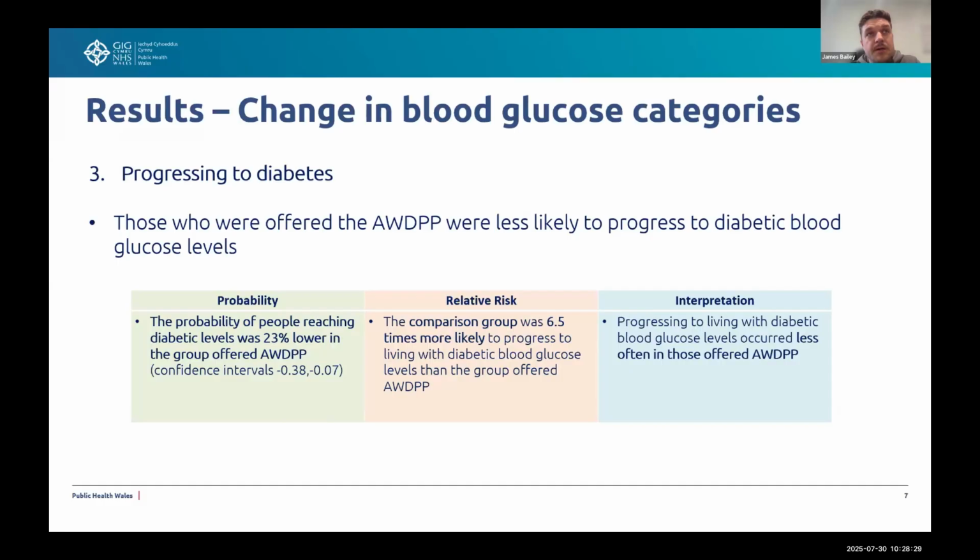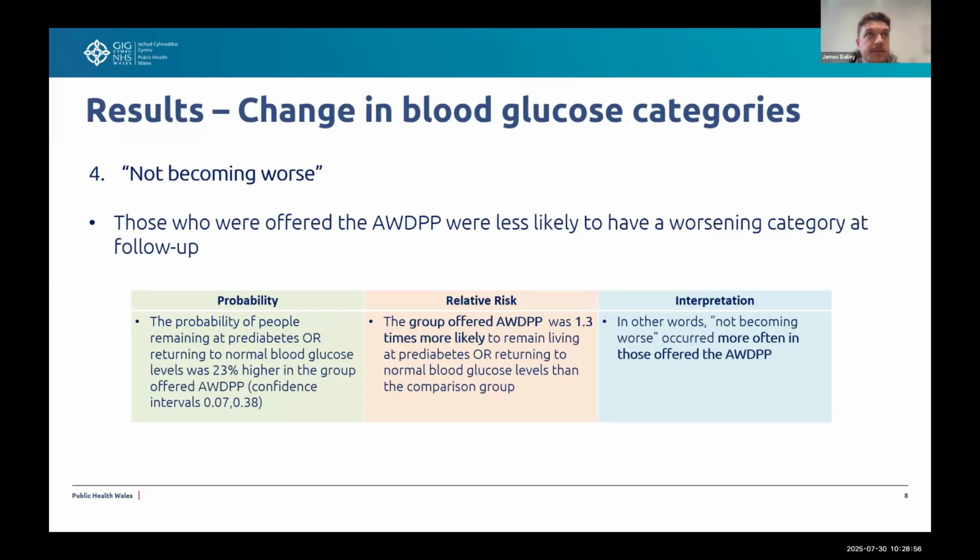In terms of progressing to diabetes, this was our main aim, and the aim of the AWDPP. The probability of people reaching diabetic levels was 23% lower in the group offered the AWDPP, so very promising results. When looking at relative risk, this means that those in the comparison group are 6.5 times more likely to progress to living with diabetic blood glucose levels.